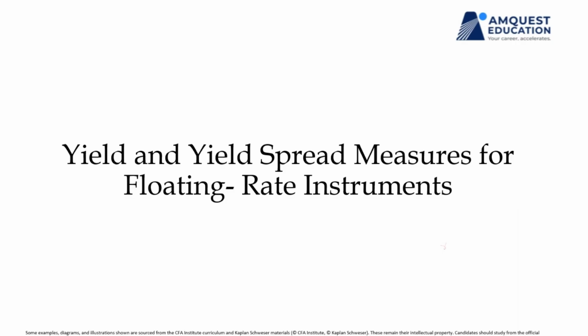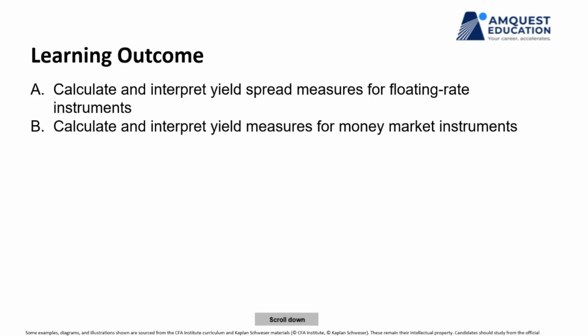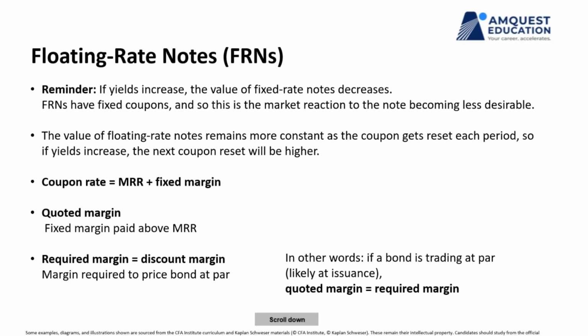Okay, next on our list is obviously yield and yield spread measures for floating rate instruments. Whatever we talked about is for fixed rate instruments till today. Now we are going into floating rate instruments. And just a quick recap of what we are trying to talk about when we say floating rate instruments. We are saying if yields increase, the value of the fixed rate note decreases, right? Because your yield and your coupons will be largely related here, they are pretty much the same.